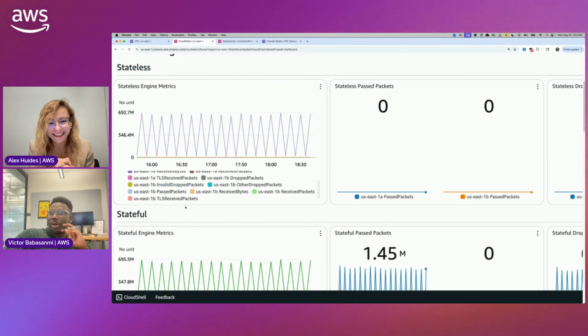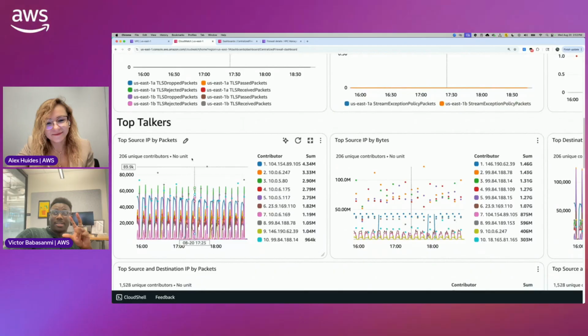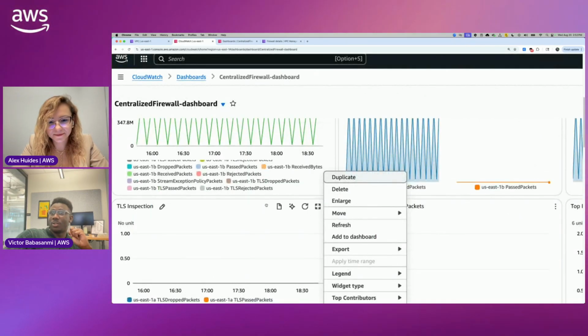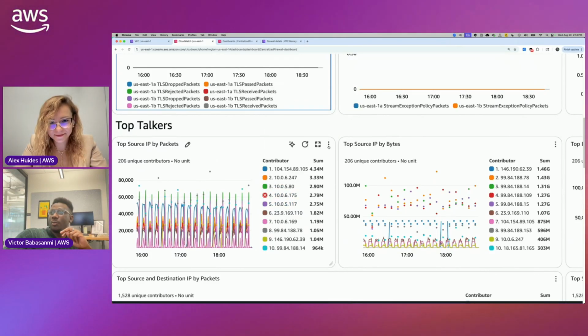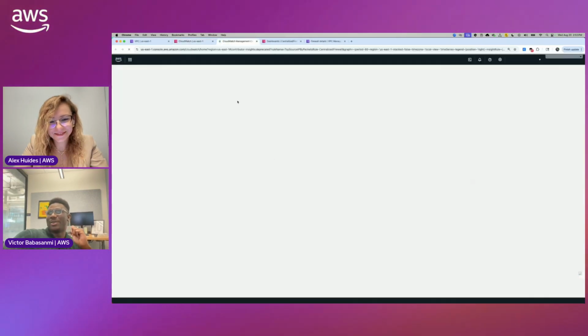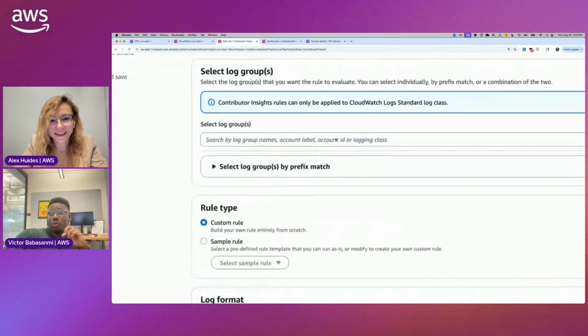So before I get there, I want to show two things. I want to show that you can add contributor insights to this dashboard. This is just an example of a Top Talkers widget that I have here. I'm just going to edit this widget. So I'm going to view the rule. Basically, this is a contributor insights rule that is giving me the top source IP addresses by total number of packets for those IP addresses. Here's what the rule looks like.